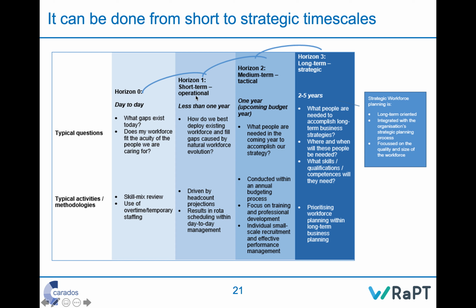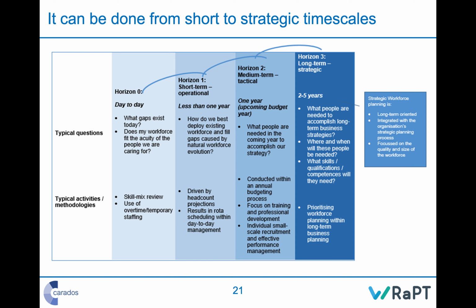Then we're into Horizon 1, which is your short-term operation, which is less than a year. And this can be done monthly, quarterly. It can be done bi-weekly or whatever else. Looking at how do you best deploy your current workforce, and how do you fill gaps caused by people leaving or saying they're going to leave, or people getting more and more skilled. How do you fill those gaps behind, for example?